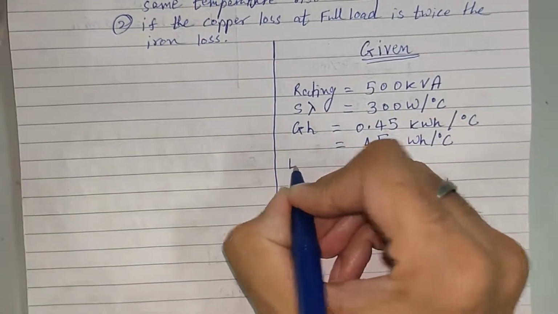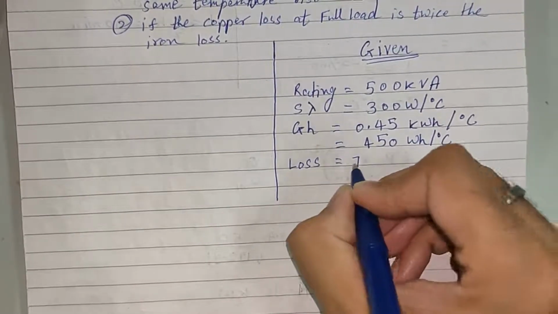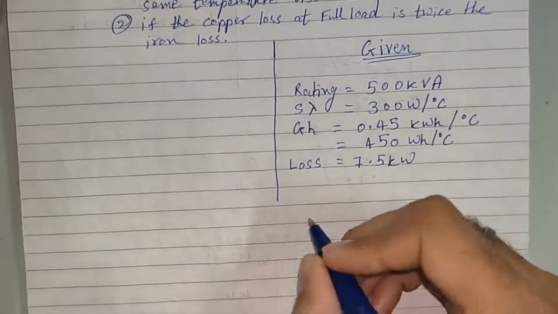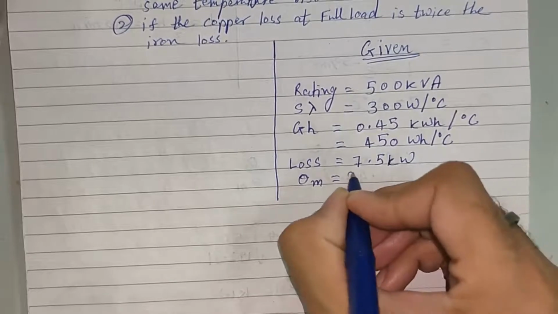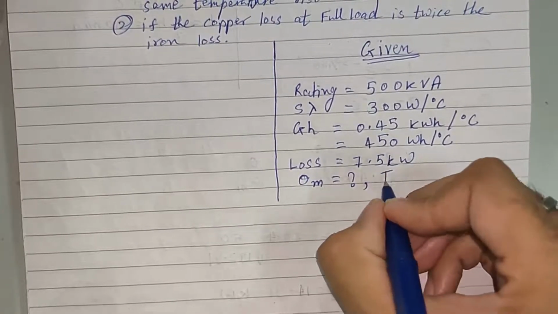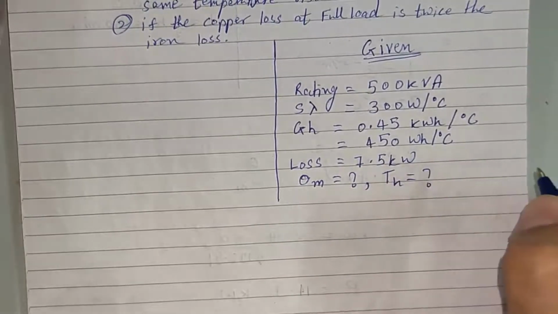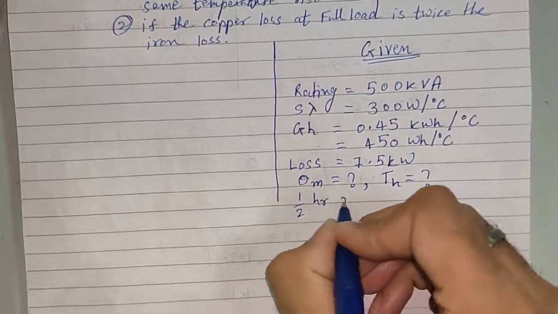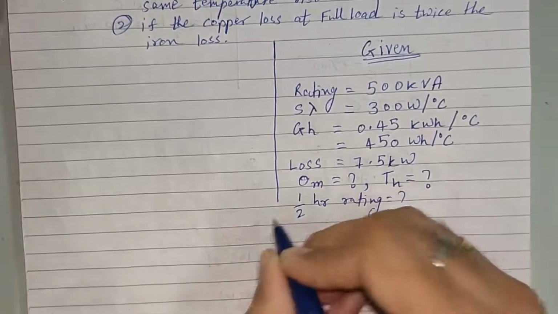The losses are given to us. The total losses mentioned in the question are 7.5 kilowatt. The value of theta m is unknown to us. The value of the heat time constant Th is unknown to us, and the half hour rating is unknown to us.